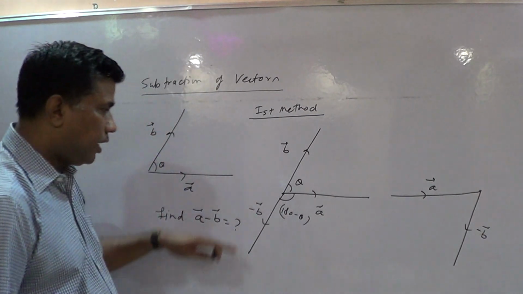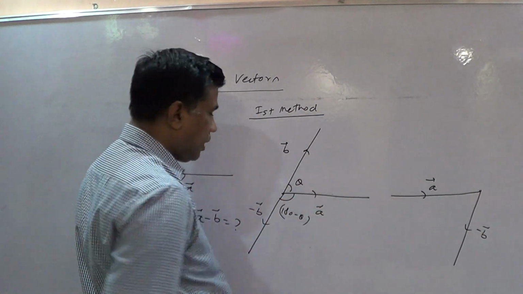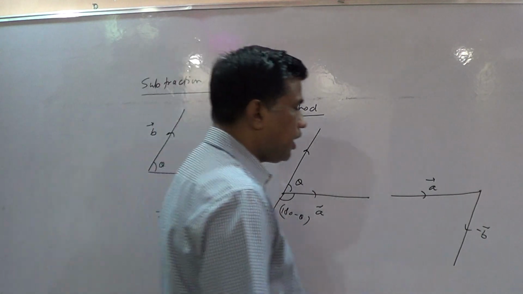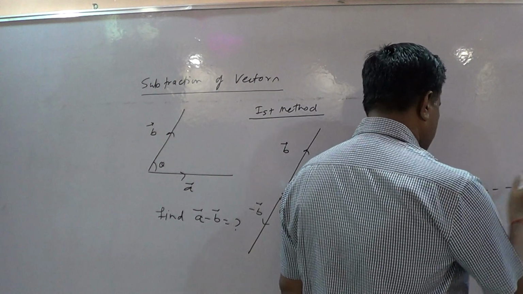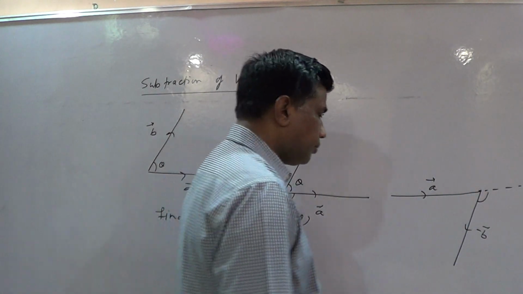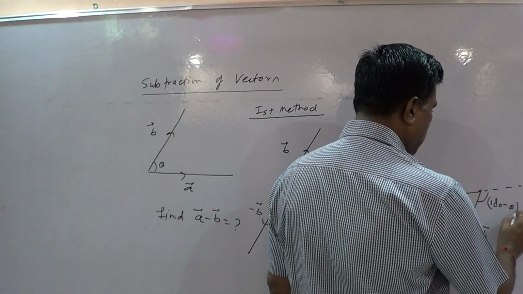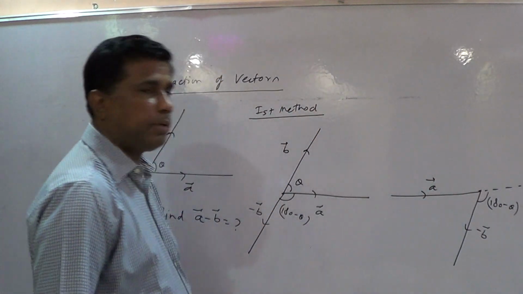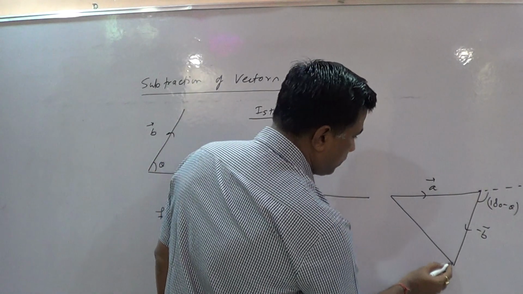So at the head of a, I just connected the tail of vector b like this, and the angle between them is 180 minus theta. So to make this angle, I extended this vector a. This is the angle 180 minus theta, the angle between this vector a and vector minus b. Now this is the sum of these two vectors.